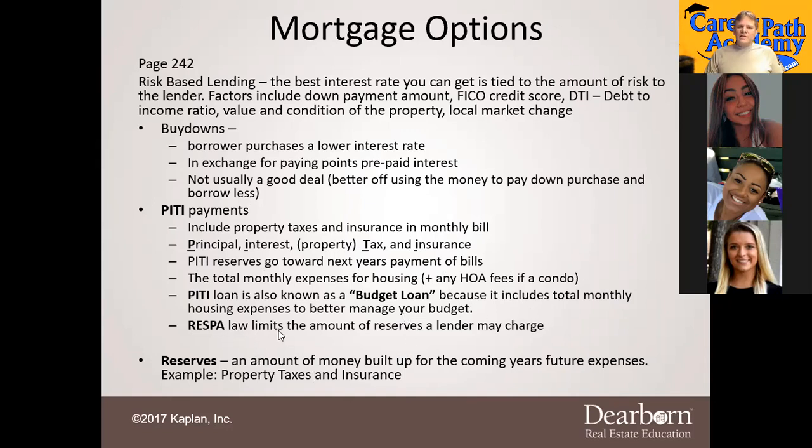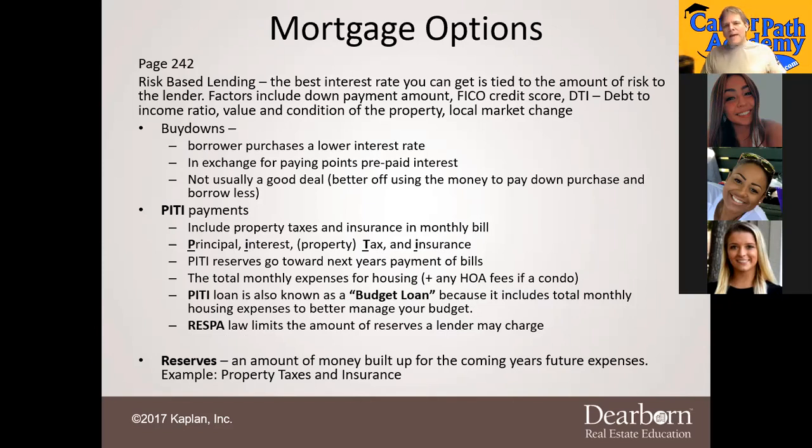Now, RESPA law limits the amount of reserves that a lender can charge a borrower in advance for the coming year's property taxes and insurance bills. Now, PITI stands for principal, interest, taxes, and insurance, and that's your total monthly expense for housing, unless you're buying a condo. If you're buying a condo, you'd also have to factor in your monthly HOA fee too.